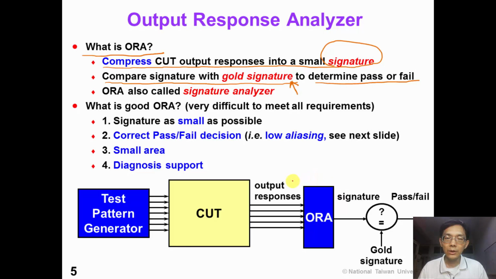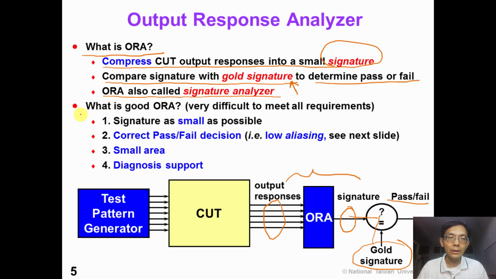As is shown in this figure, the job of the ORA is to compress the output responses into a small signature, so the ORA can be regarded as an on-chip compressor. At the end of the test, the signature will be compared with the gold signature. If they are the same, the CUT passed the test. If they are not the same, the CUT fails the test. This is why the ORA is also known as a signature analyzer.